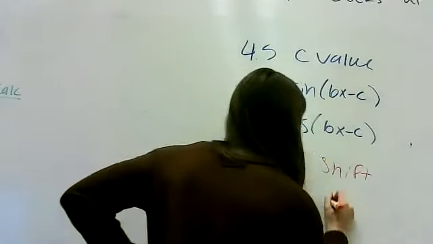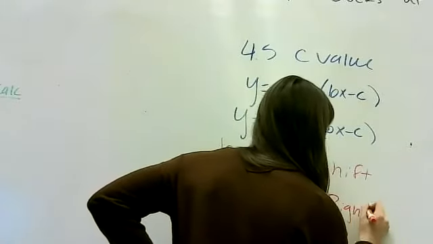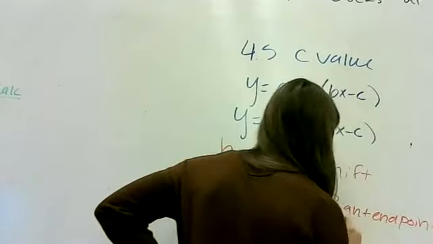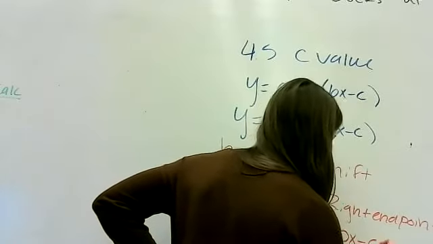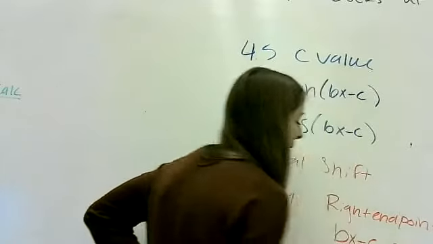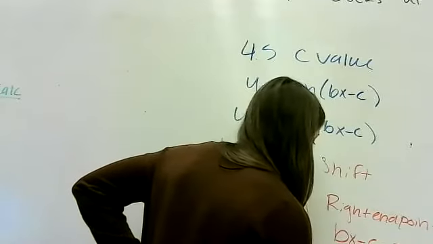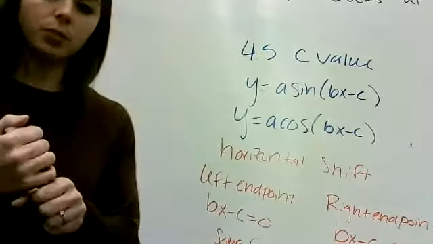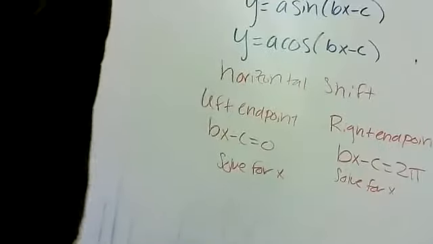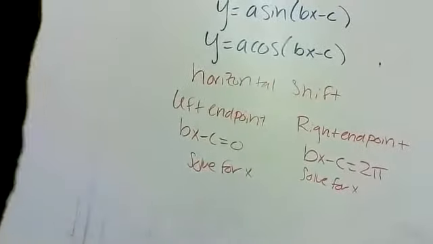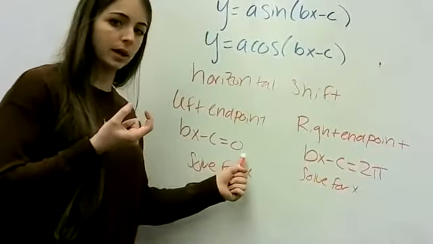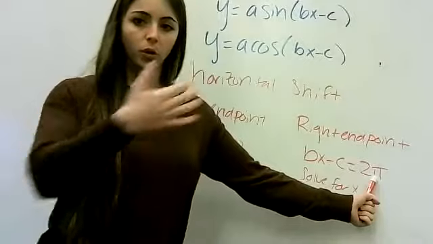To find our right endpoint, we will use the same thing, bx minus c, but it equals 2 pi, and again solve for x. So why are we using 0 and 2 pi? Because 0 is our normal starting point, and 2 pi is also our normal ending point.